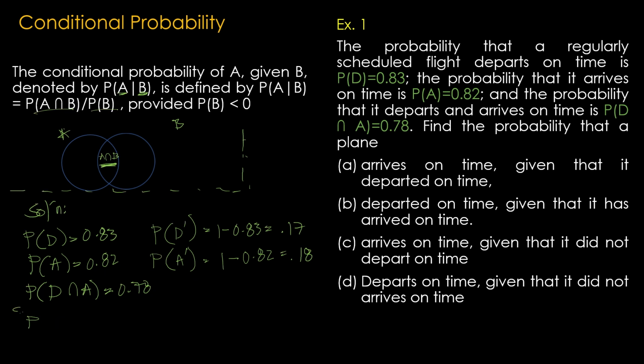So for letter C, in answering it, we are asked to find the probability that it arrives on time given that it did not depart on time.